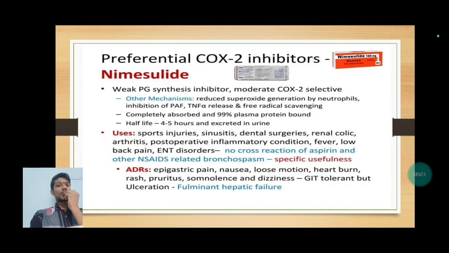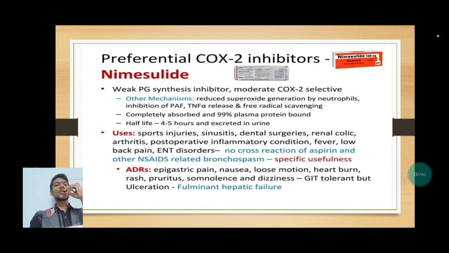Besides prostaglandin synthesis inhibition, there are other mechanisms by which nimesulide acts: reduced superoxide generation by neutrophils, inhibition of PAF and tumor necrosis factor alpha release, and free radical scavenging. Nimesulide is completely absorbed and 99% is plasma protein bound. The half-life of this drug is 4 to 5 hours and it is excreted in the urine.